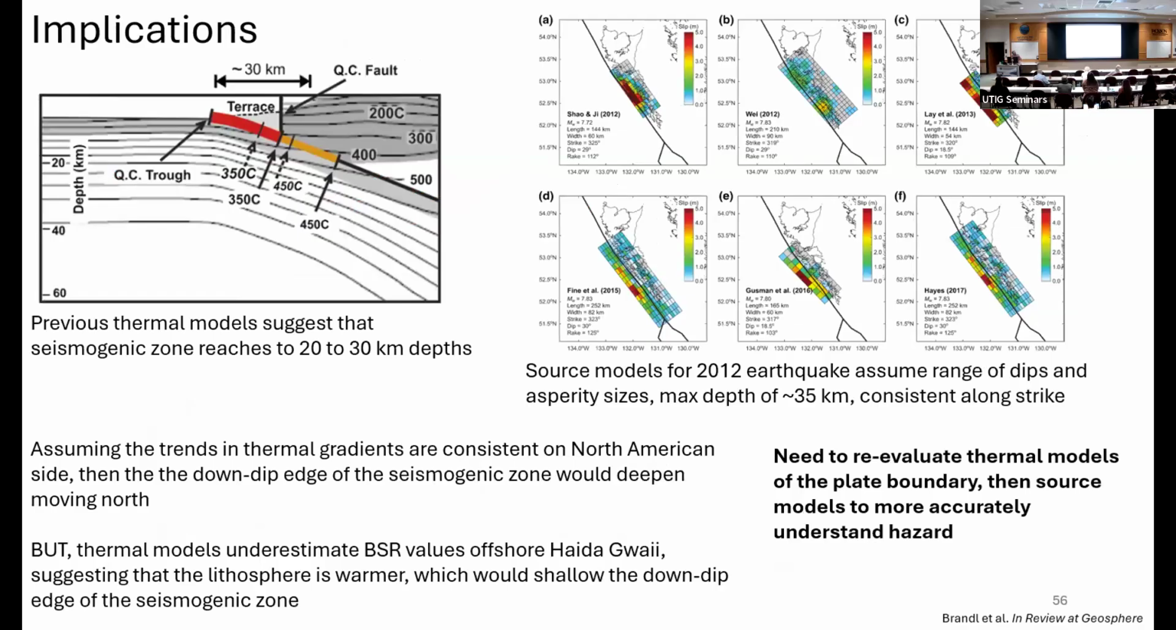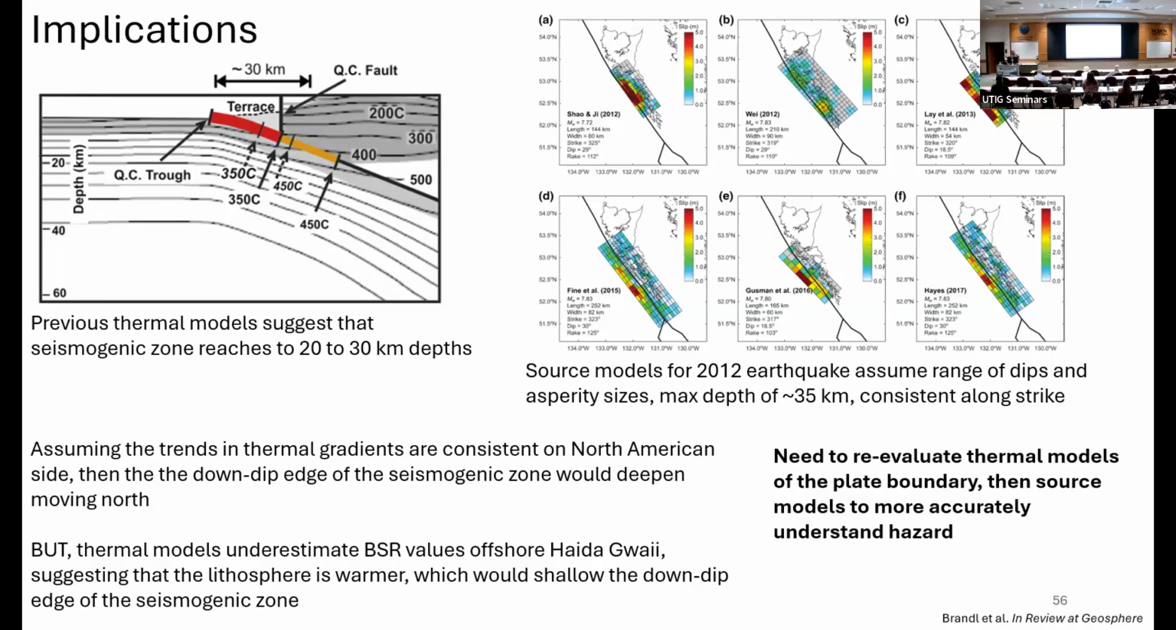And as I mentioned, the biggest implication maybe for this BSR study is that the previous thermal models all assumed a very homogeneous seismogenic zone that reached maybe to 20 or 30 kilometer depths. This seismogenic zone estimate was based purely on that thermal model I just mentioned, and that influenced many of these source models for the 2012 earthquake. However, we've seen that there is an along-strike decrease in thermal gradients moving from south to north.